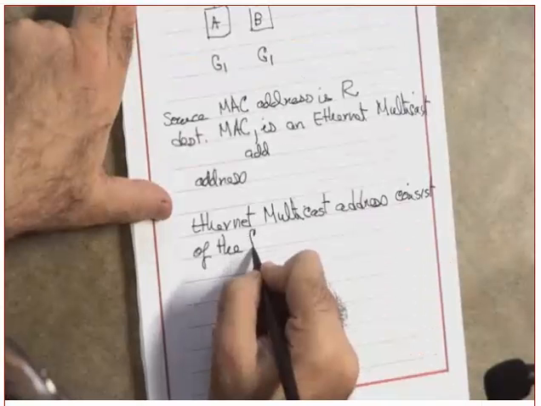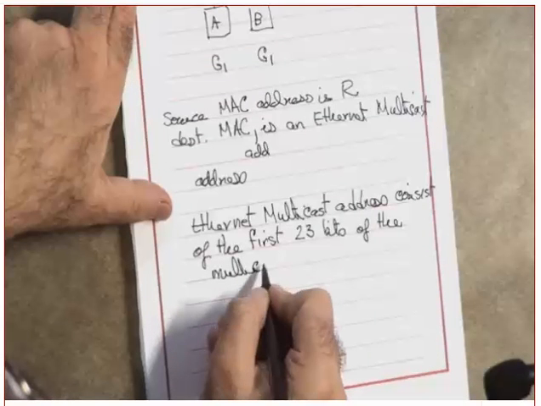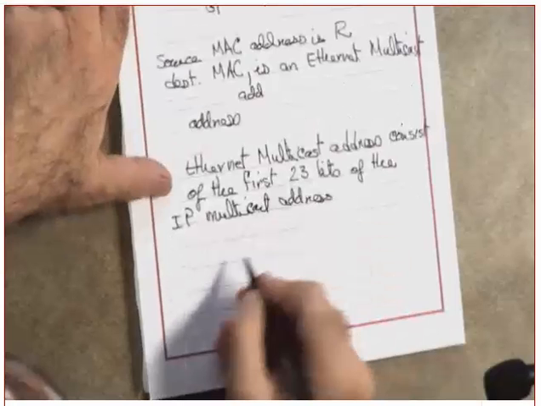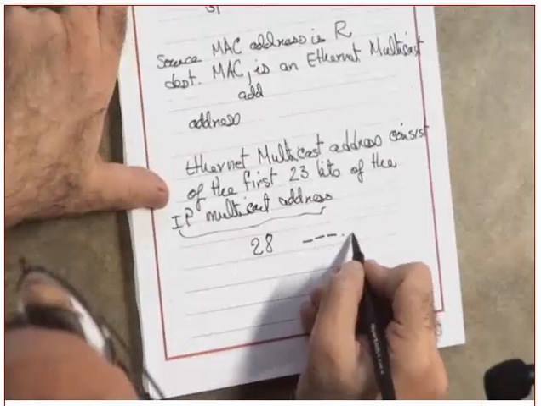Recall, a MAC address is 48 bits long, which means 6 bytes. 24 bits represent the vendor of the card, and 24 bits represent the address of the card.